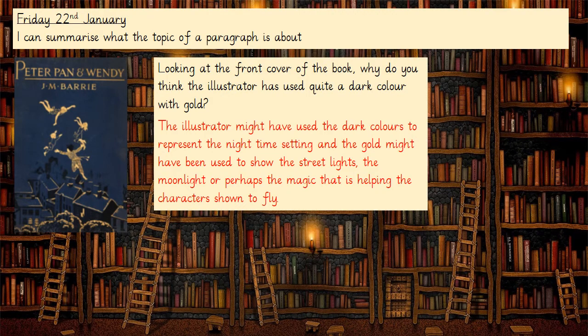So the idea that I came up with was the illustrator might have used dark colours to represent the nighttime setting, and the gold might have been used to show the street lights, the moonlight, or maybe even perhaps the magic that is helping the characters to fly. Because if we think to the story of Peter Pan, Tinkerbell and Peter use fairy dust, don't they, or pixie dust, to help Wendy, Michael and John to fly.